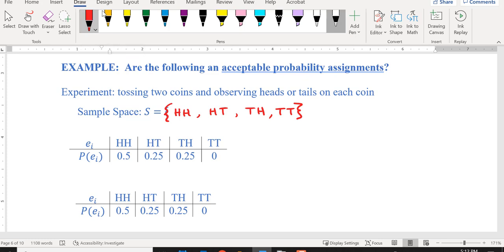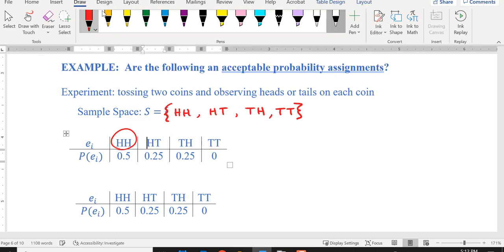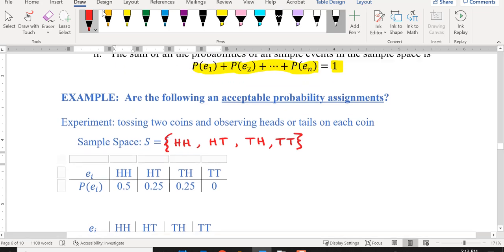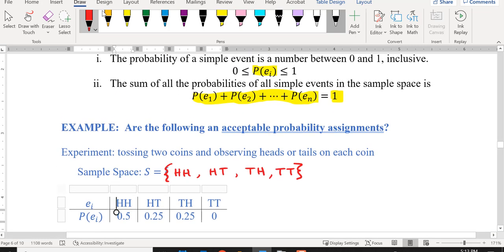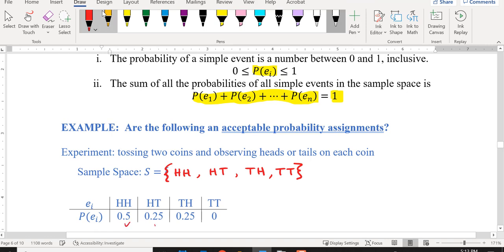Okay, are these acceptable probability assignments? We see the simple events listed up top. They're all different. Okay, we've assigned numbers to all of them: 0.5, 0.25, 0.25, 0. Are all the numbers that we've assigned between 0 and 1? And the answer is yes, they all are. They're between 0 and 1 inclusive.